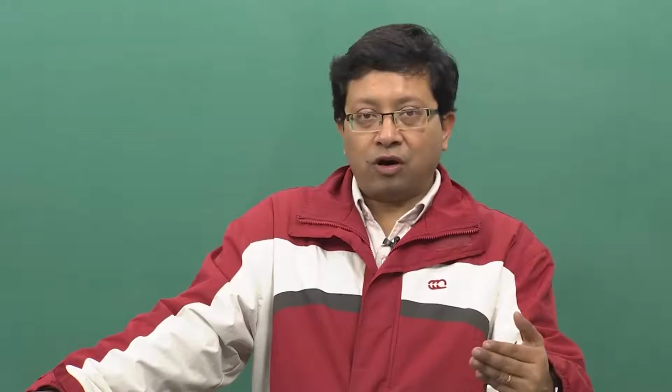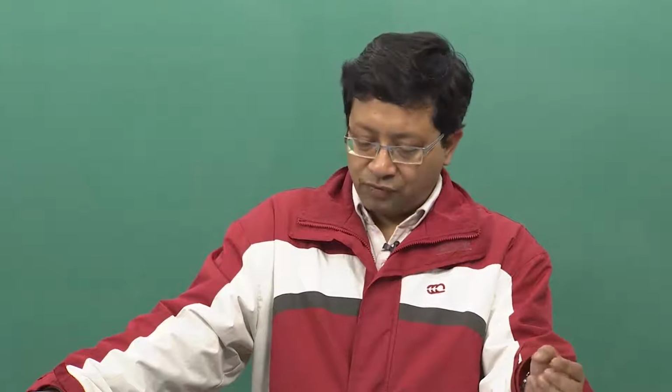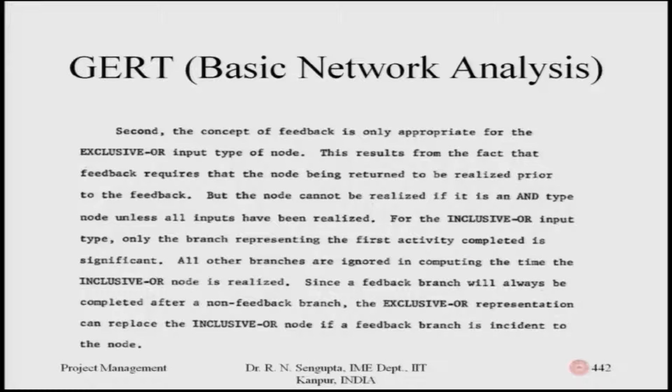For the inclusive OR, so what I mentioned was for the exclusive OR, for the inclusive OR input type only the branch representing the first activity completed is significant. All the other branches are ignored in computing the time the inclusive OR is realized. Since a feedback branch will always be completed after a non-feedback branch, the exclusive OR representation can replace the inclusive OR if a feedback branch is incident to the node.